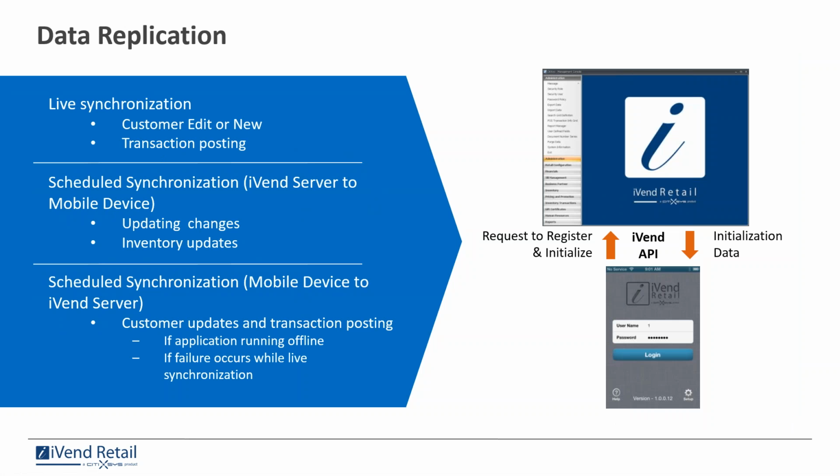Now, one of the things that I know a lot of people are very interested in asking about is the data replication between the handheld and the actual server itself. So here we actually have a nice handy screen. We can explain what is transferred at which point in time between the actual mobile device and the server. We get live synchronization on things such as transaction posting, customer edit or new. This obviously assumes that you are in online mode. I see we have a question.